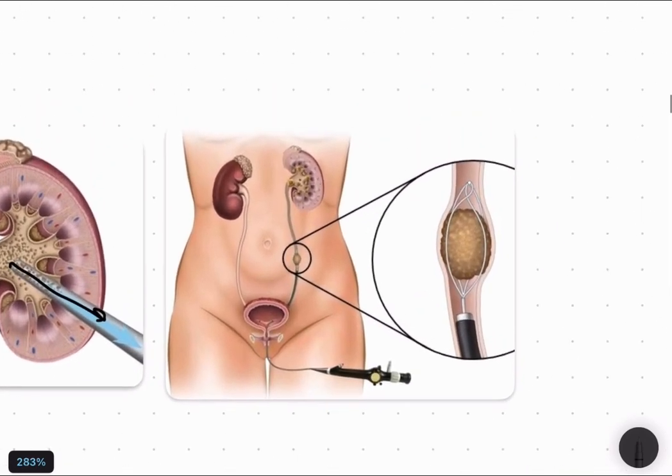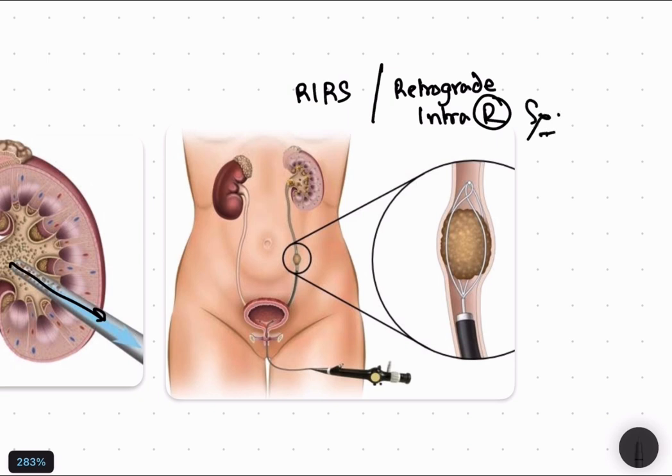Now another advanced procedure is what is known as RIRS, that is retrograde intrarenal surgery. Here we are not going percutaneously, neither are we providing any shock waves. Here we put a ureteroscope through the urethra and urinary bladder, go to the required ureter, and remove the stone with a specialized wire basket known as the Dormia basket. If it is a ureteric stone, it can be removed this way, which is known as URS, that is ureteroscopic removal of stones.